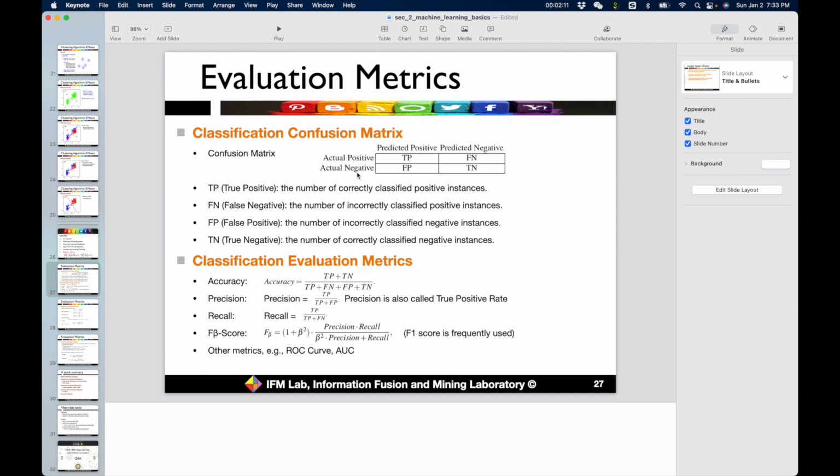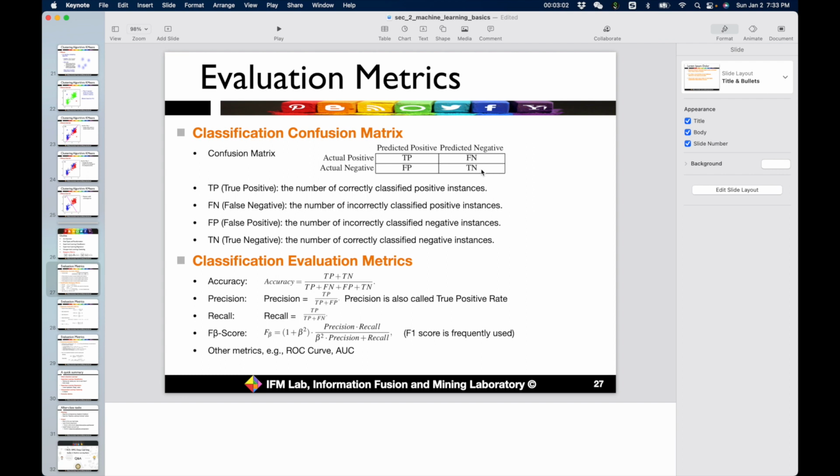What does this mean? For example, if one data instance is originally positive, in other words it's actually positive, and the model also predicts this instance to be positive, we can say this will be a true positive instance. However, if an instance is originally positive, but the model predicts the instance to be negative, then it will belong to the false negative category. If an instance is originally negative, however the model predicts it to be positive, it will be a false positive, right? And if the instance is originally negative and the model also predicts it to be negative, then it will be a true negative instance.